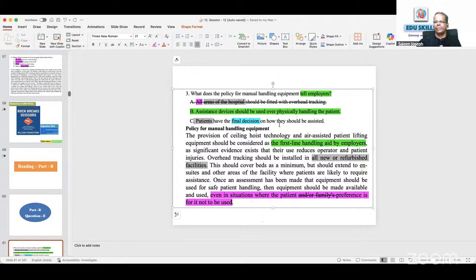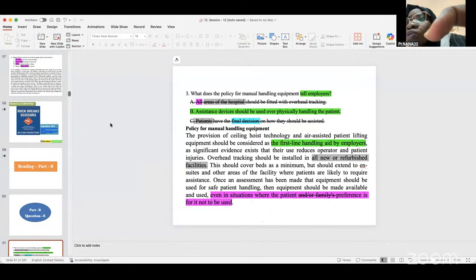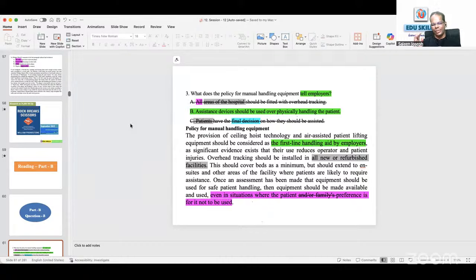Patients have the final decision on how they should be assisted is the opposite of, even in situations where the patient preference is for it not to be used. Even if the patient says not to use, it should be used. So option C is the opposite of the last sentence, right? Patient has no final word. Otherwise, patients will not have the final word in everything. So our assumption was correct. That's why we say once you do analysis of the question, from your experience, you will understand: when the concepts are different, the concept that goes with the passage or the heading or the question stem is the right answer.